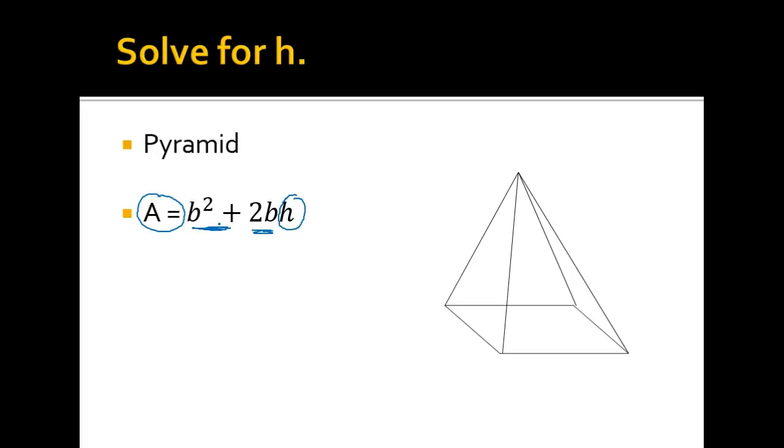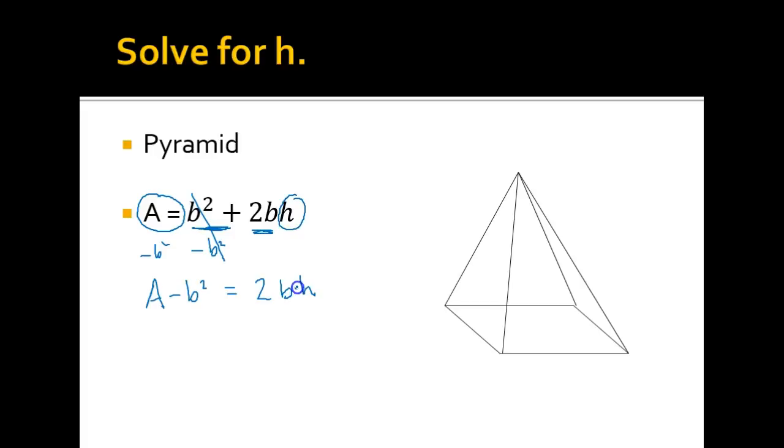So when we're solving an equation, we're kind of peeling back. It's like we're peeling away the layers from the outside to the inside. So we're going to undo or peel off the plus b squared. So we're going to subtract b squared from both sides. So minus b squared, minus b squared. That gets rid of that. And so we have a minus b squared equals 2bh.